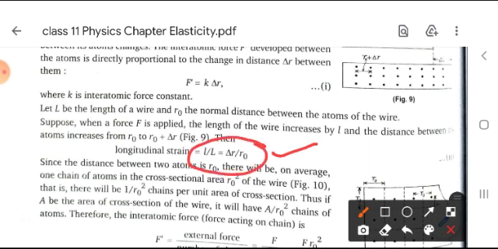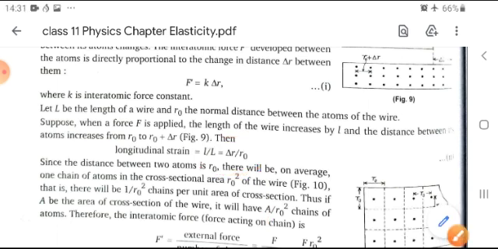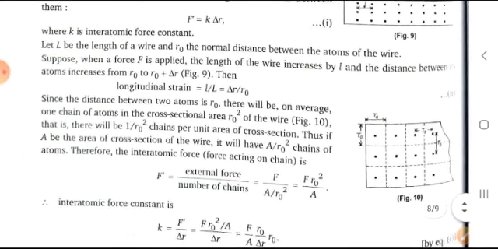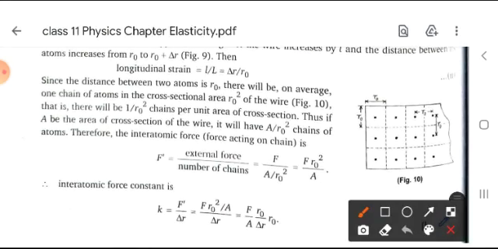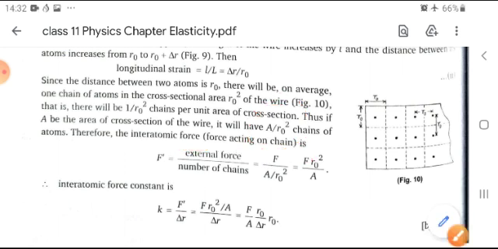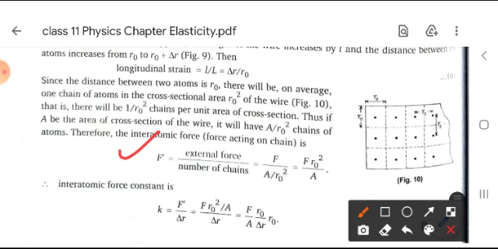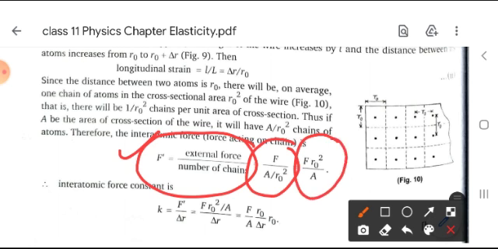Since the distance between two atoms is R0, there will be on average one chain of atoms in the cross-sectional area R0 square of the wire. So if the area is A, then the number of chains is A upon R0 square. Therefore, the interatomic force, that is the force acting on a chain, is F dash, equal to the external force divided by the number of chains, that is F upon A upon R0 square, which becomes F R0 square upon A.